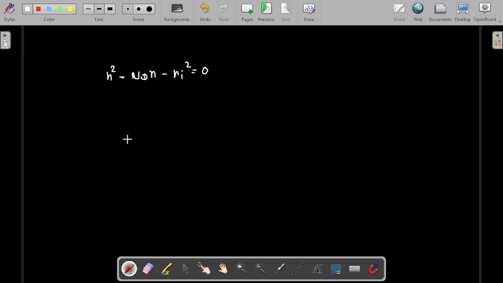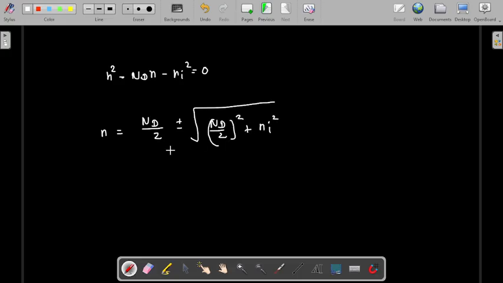From the quadratic equation, the formula is minus B plus or minus root of B square minus 4AC, divided by 2A. I am just substituting in that formula, so N equals Nd divided by 2, plus or minus root of Nd divided by 2 the whole square plus Ni square. You can make a note of it. I am directly writing the end formula. This is A, B, C, and you can apply those formulas. Then we will be getting this term. So this is the majority charge carrier that we are getting.